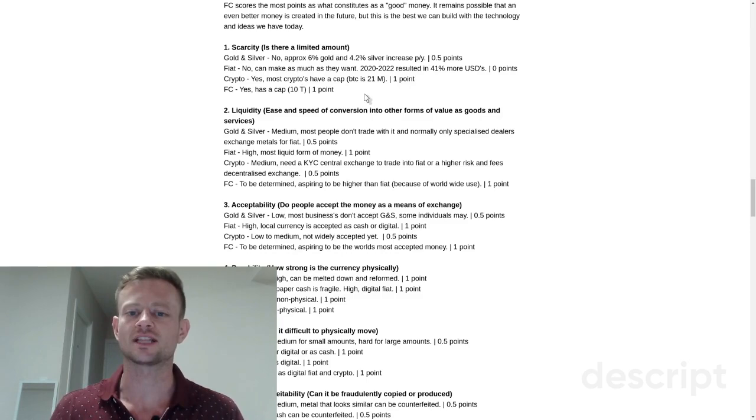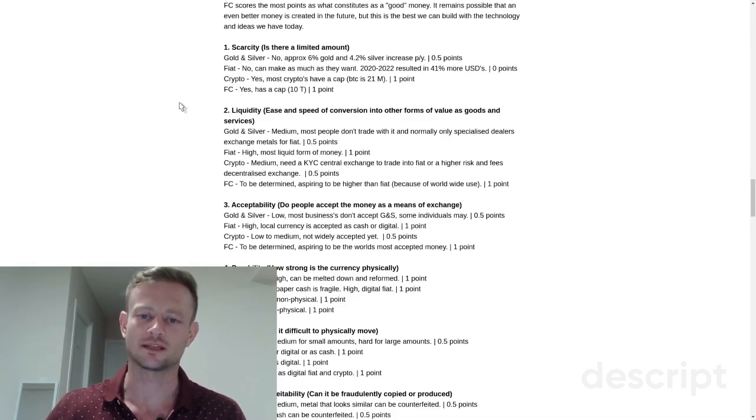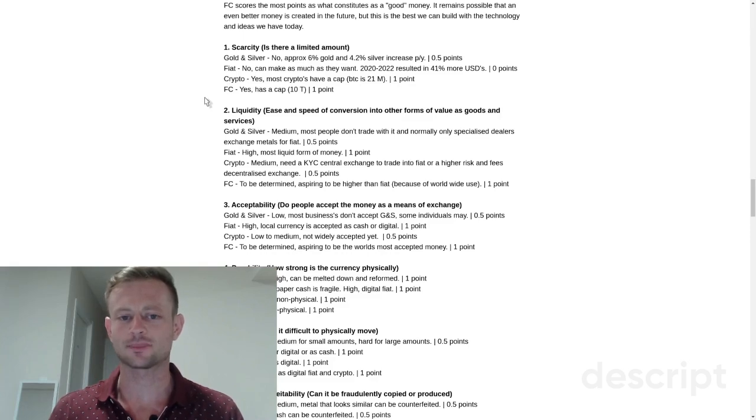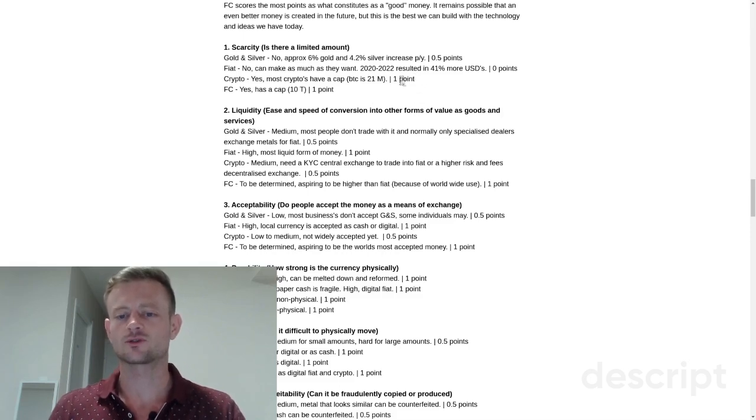So obviously it's a lot less than fiat because it's unlimited with fiat. They make as much as they want. In the US, they made approximately 41% more dollars in 2020 to 2022, which is not very good. It means everything gets more expensive. Most cryptos have a cap, but some of them don't. And just looking at Bitcoin here, 21 million, that's something I actually do like about Bitcoin. So we'll give cryptos 1 point there. With Freedom Credit, yes, it has a cap of 10 trillion.